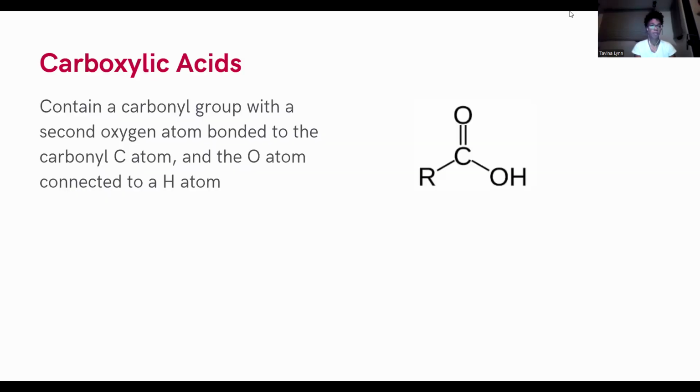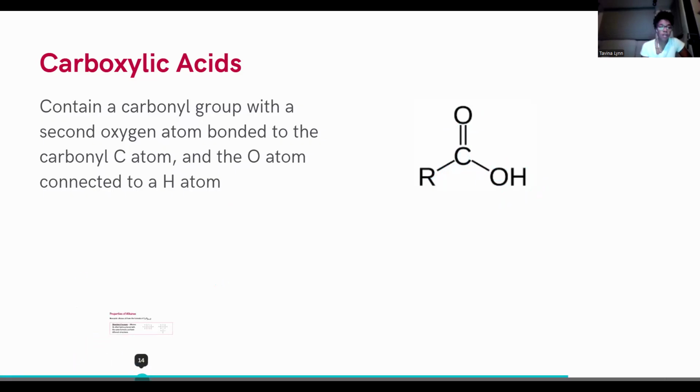Okay, the next group that we're going to talk about are carboxylic acids. So it contains a carbonyl group, and that carbonyl carbon is also connected to a hydroxyl group, an OH group, as well as some R functional group. So you've seen these before, right? We're just swiftly going through these names.